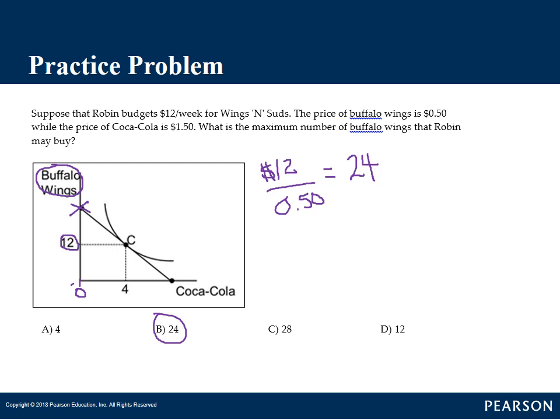I do believe there is a question asking you about the maximum number of Cokes that he could buy. Same thing, if he was buying all Cokes and 0 buffalo wings, you're going to take that $12 and divide it by what the Coca-Cola would cost in order to get the number of Coca-Cola that you could purchase.